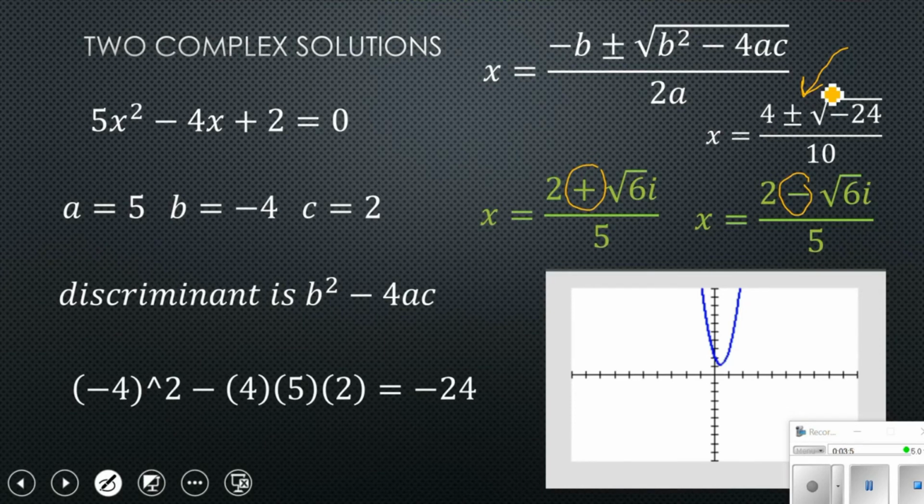So in this case, when we look at the graph, notice it never touches the x-axis. And that's true for whatever graph we get. It may look like this. It may come down like this, but in essence, it will never touch the x-axis because they're two complex solutions.